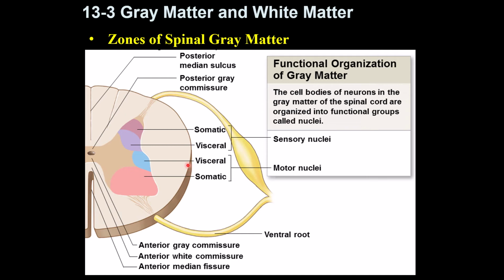For example, contraction of the intestine or the urinary bladder, things like that. And the sensory is also divided into two parts. One is the somatic one, that is more superficial, and that is the skin. And the visceral one, that is from the organs, and that is located deeper.